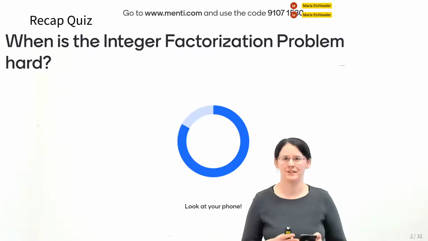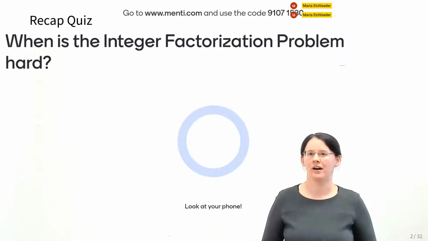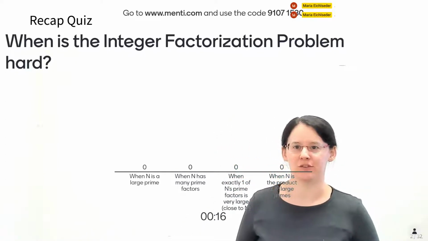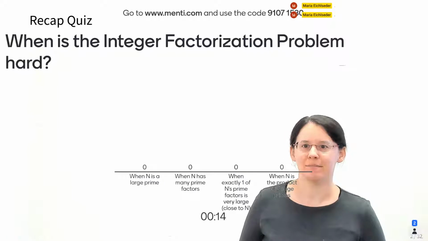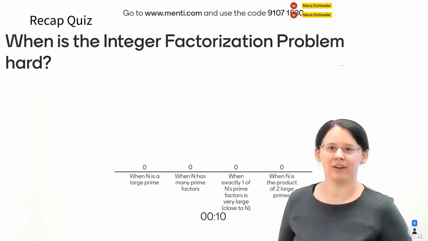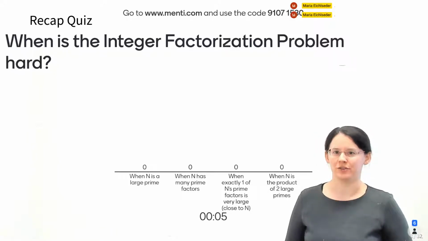You get a bit more points if you answer fast. So when is the integer factorization problem hard? Is it when n is a particularly large prime, when n has many prime factors, when exactly one of the prime factors is very large, or when it is the product of exactly 2 large primes?